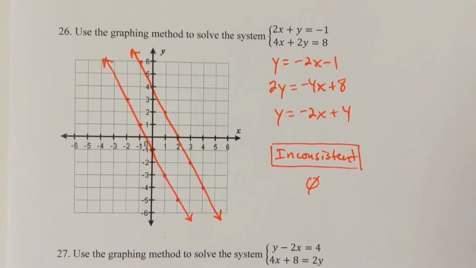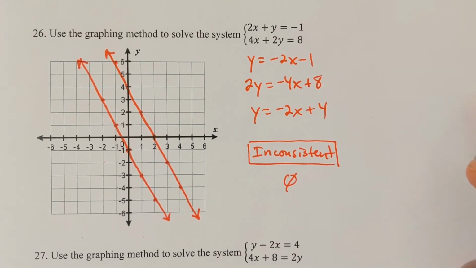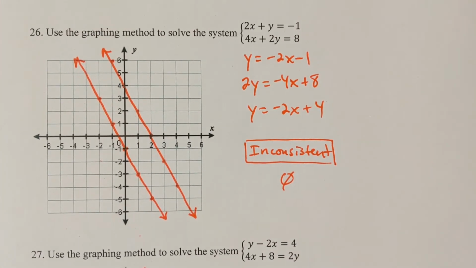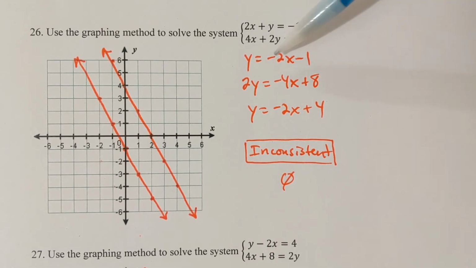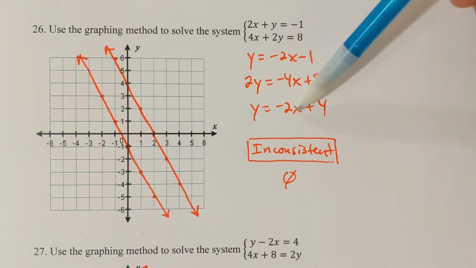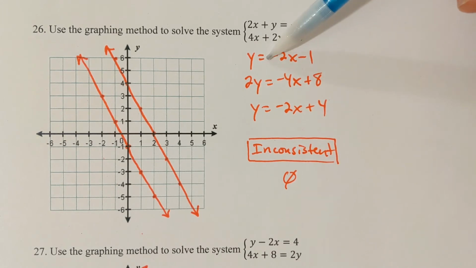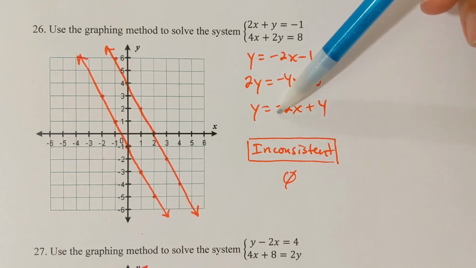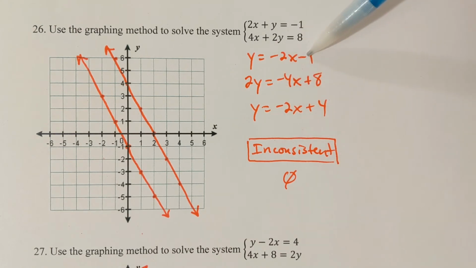Okay, here's another one, problem 26. We're using the graphing method again. So again, I've rewritten these two equations in the form y equals mx plus b. With the first one, I'm going to subtract 2x, and so I've got that here. With the second one, if you subtract 4x and then divide by 2, I've got y equals negative 2x plus 4. So here are my two lines that I've got to graph. y equals negative 2x minus 1 is the first one.